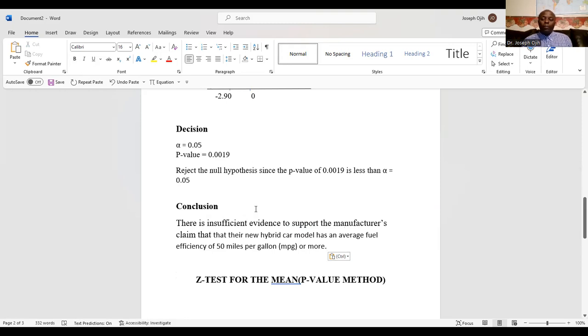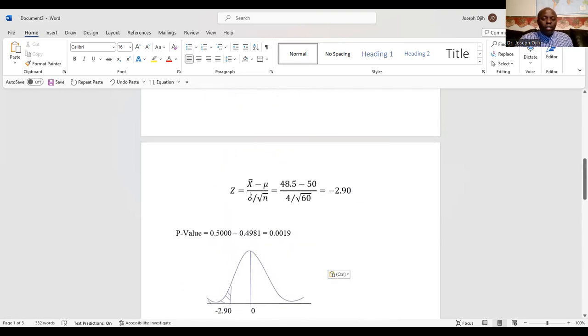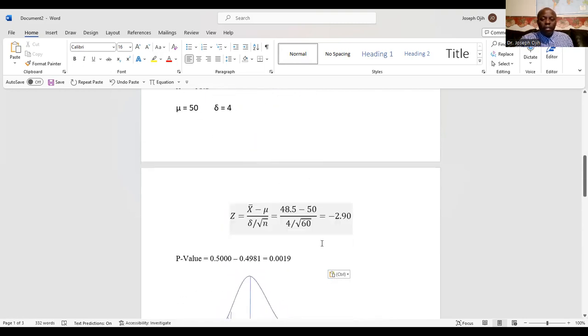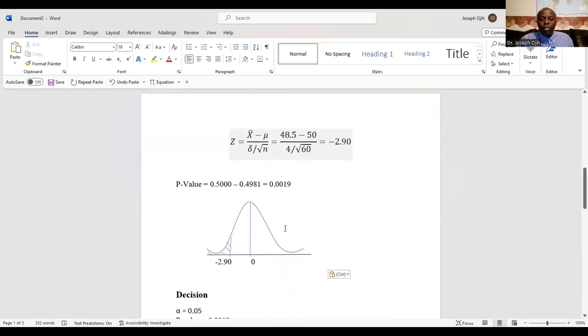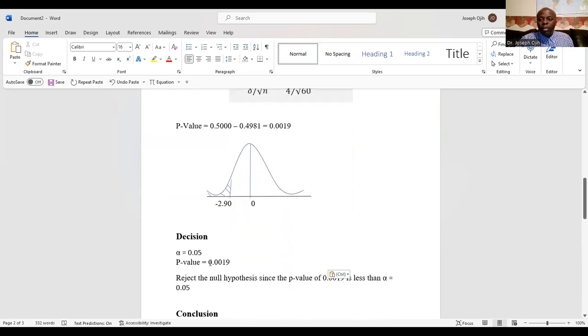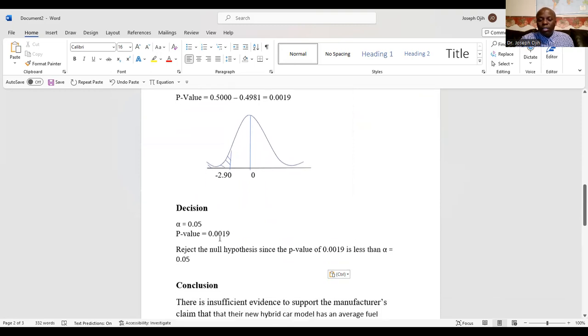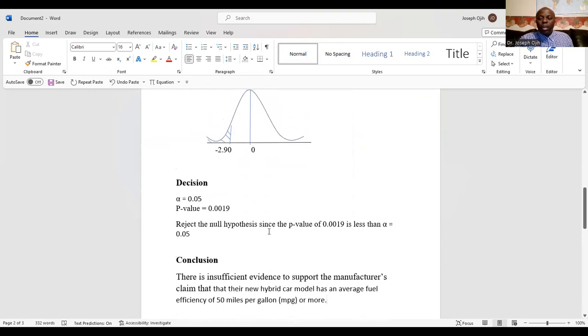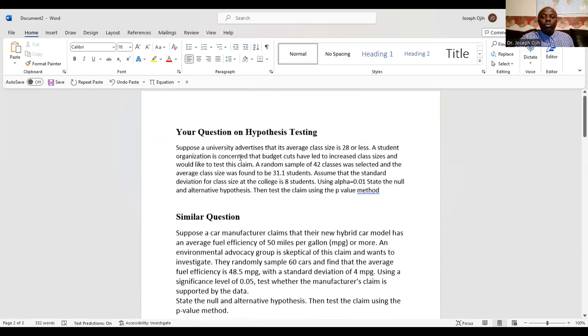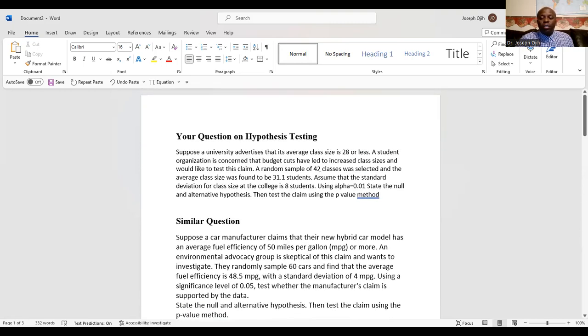You state the hypothesis, identify your claim, your alpha, calculate your test statistic using this formula here, then find the p-value, draw a chart, then compare the p-value. If it's less than the alpha, you reject. If it's more than the alpha, you don't reject. Then you conclude. I hope this video will help you to understand this. So now use it as a guide to solve the equation. This is the equation here.